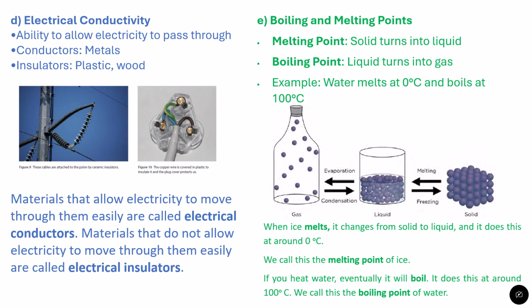Then we look at electrical conductivity. It is the ability of electricity to pass through it. So good conductors are metals, and poor conductors, which are insulators, are plastics and wood.